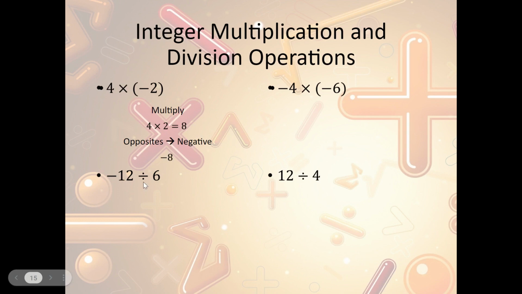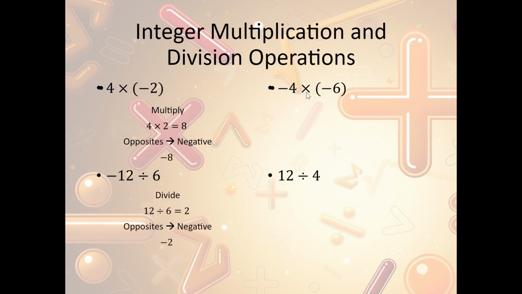Now we have -12 divided by 6. So we're just going to go ahead and divide. So 12 divided by 6 is 2. And when we do that, now we can notice that they have opposite signs because this one's negative, this one's positive. So we're just going to make it negative, so this becomes -2.